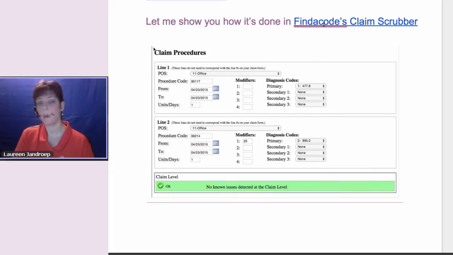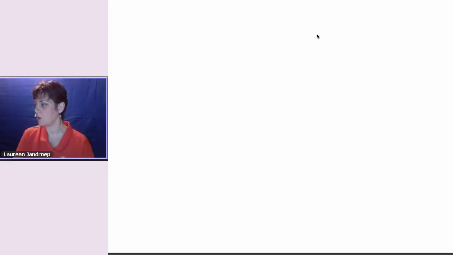But they have this thing called a claim scrubber. Find a Code is normally used as an electronic CPT book and ICD book, but it's got a lot more features. So this is one. I put the screenshot here, but let me build it while you watch.